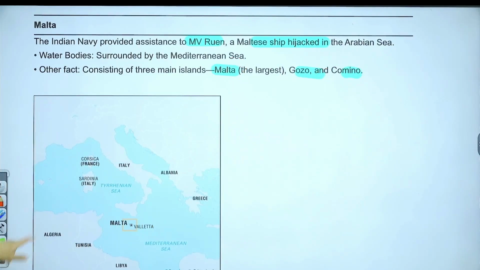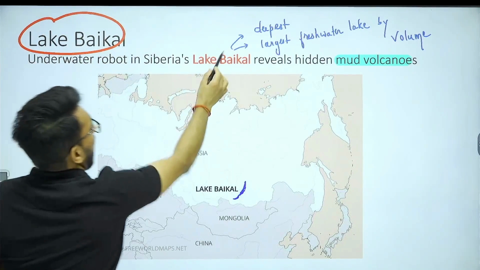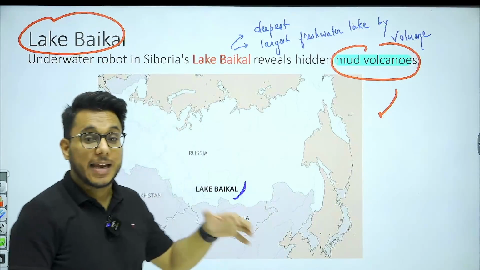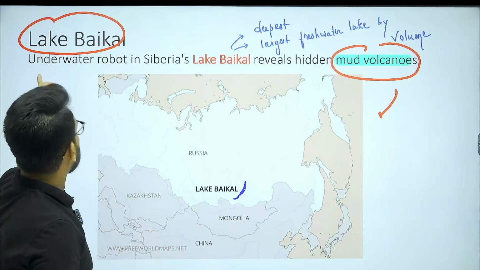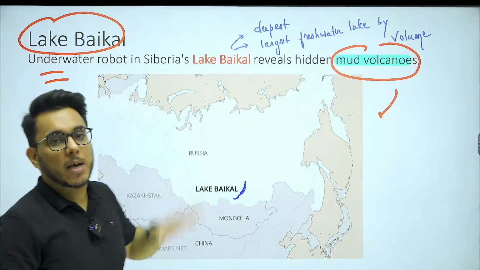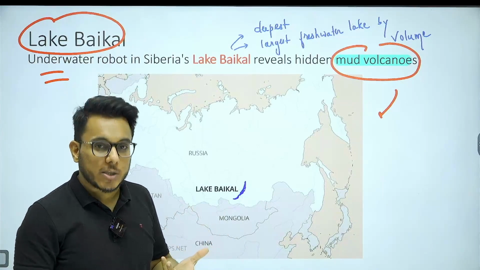Now, moving on to the next one, Lake Baikal. So recently, mud volcanoes under the water in Lake Baikal have been discovered. An underwater robot discovered a mud volcano in Lake Baikal. So where is Lake Baikal located and what is the geographical importance of Lake Baikal?